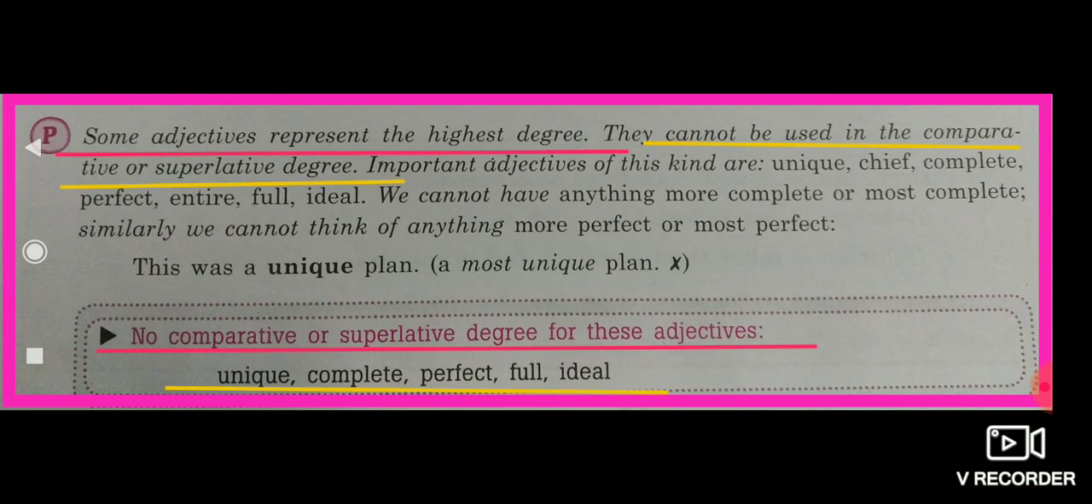Next, some adjectives represent the highest degree. They can't be used in the comparative or superlative degree. This is the last rule of the chapter. There are some adjectives like unique, complete, perfect, full, ideal. These are the adjectives which represent the highest degree, and they can't be used in comparative or superlative degree because they represent the highest degree of adjective.